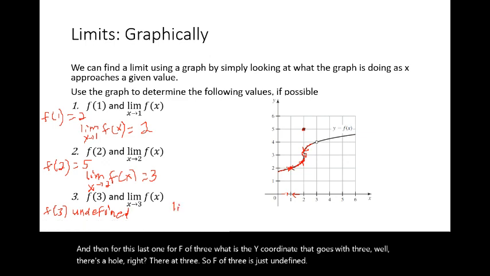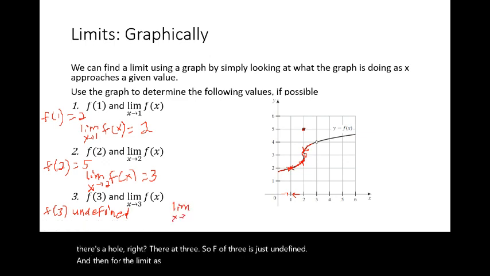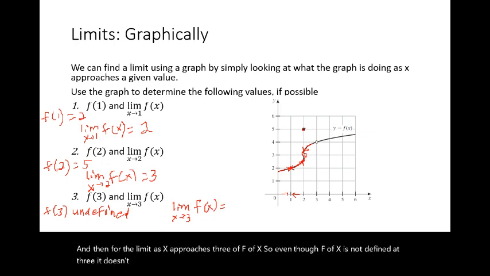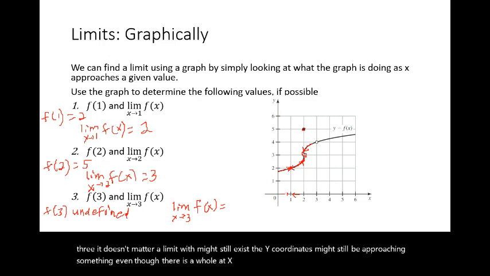And then for the limit as x approaches 3 of f of x. So even though f of x is not defined at 3, it doesn't matter. A limit might still exist. The y-coordinates might still be approaching something even though there is a hole at x equals 3. So approaching this from both sides, we're going to take a look at what it's doing from the left and approaching from the right.